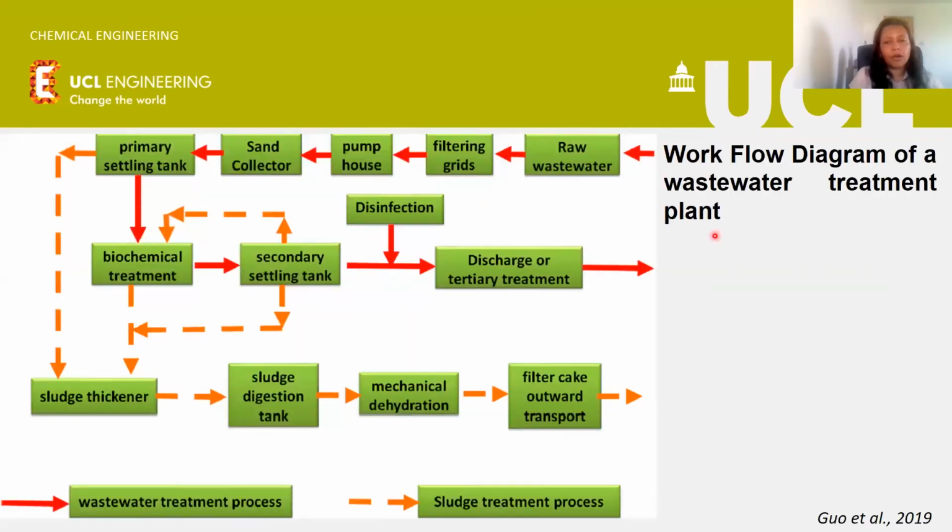So this is a workflow diagram of a wastewater treatment plant. This is what chemical engineers work with a lot of the time. So you can have the primary settling tank where you put in the raw wastewater firstly, you filter it, pump it, and put it in a settling tank where you rely on processes like sedimentation.